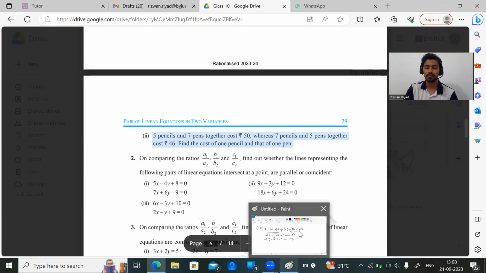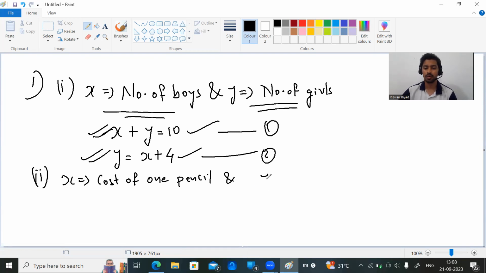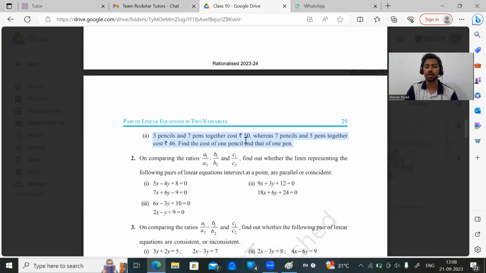So let's see the first question and second sub question. What is our x here? X is the cost of one pencil. And what is y? Y is the cost of one pen. Now let's apply the given details. What is the first situation? You can see the cost of 5 pencils and 7 pens together, that is 50.